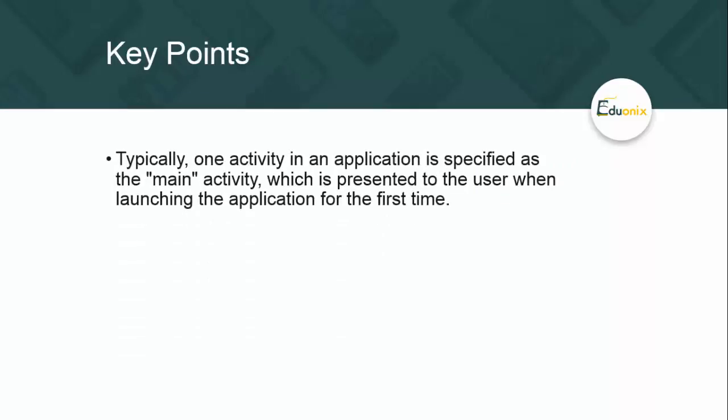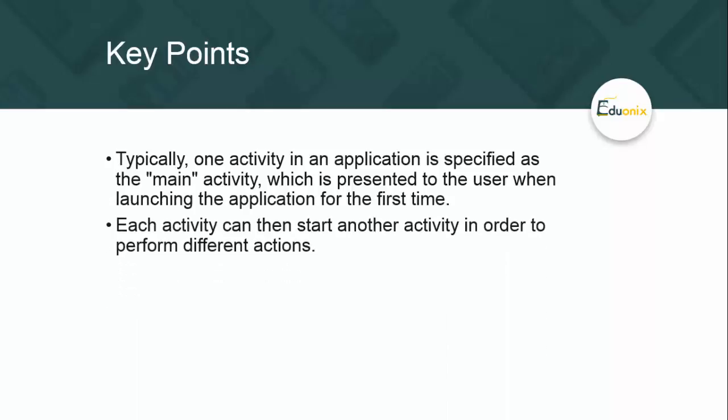One activity in an application is specified as the main activity. This activity is presented to the user when the app is launched for the first time. In a real-life scenario, we can symbolize it as a living room of a home, where the user enters for the first time. Each activity can then start another activity in order to perform different actions.